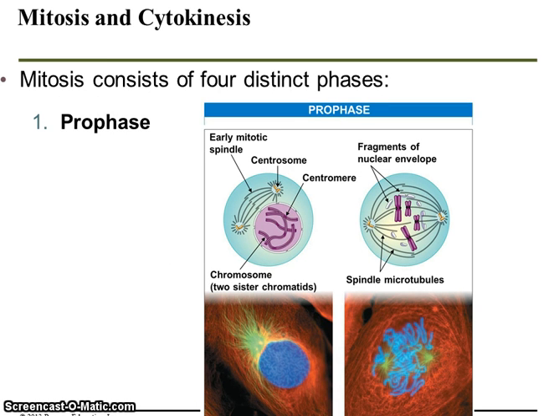Let's go through the stages of mitosis. So mitosis has 4 stages. P-MAT. P-M-A-T. That's the order. So P, the first phase, is prophase. Pros are at the top of their game, they're number 1. Prophase is the first portion of mitosis.